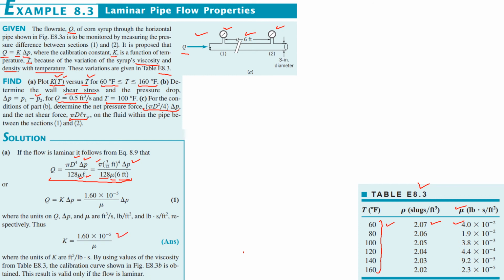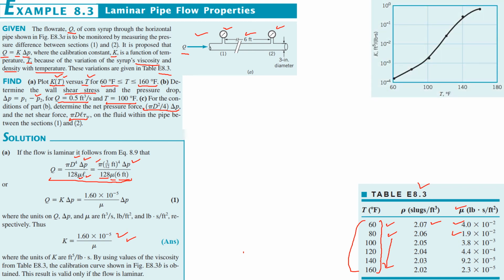And similarly for 80 Fahrenheit we will take the value of viscosity as such, and so on until 160 Fahrenheit, and we will get different values of K, and we'll plot that with respect to the different values of the temperature that are given. So this is how our graph will look. As you can see, the calibration constant is dependent on the temperature.